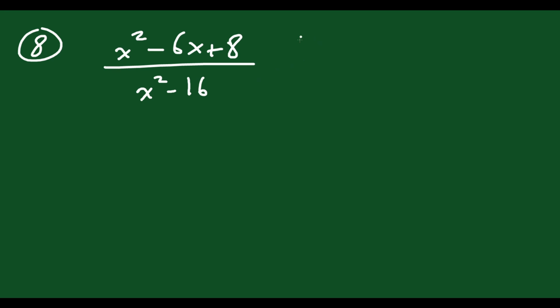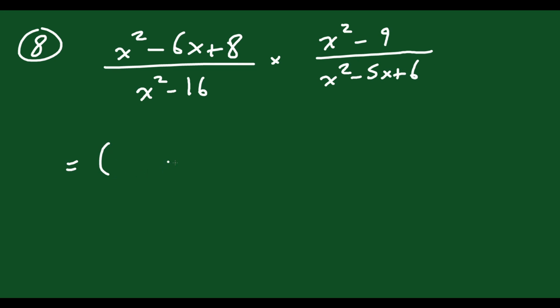Number 8. We have x squared minus 6x plus 8 divided by x squared minus 16 times x squared minus 9 divided by x squared minus 5x plus 6. Okay, so we just factor everything, same as the last question. Simple trinomial up here, what multiplies to 8 adds to negative 6, I think negative 4 and negative 2. So x minus 4, x minus 2.